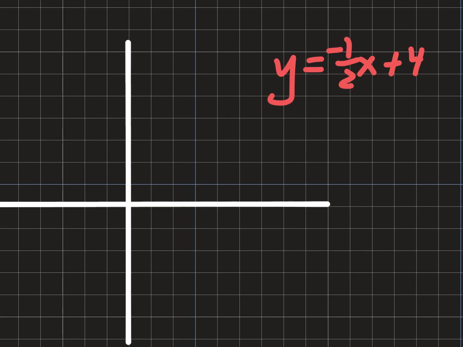So I'm having the students start here with graphing this line. Y equals -1/2 x plus 4. So Jack, where are you starting? 0, 4. Yeah, you're starting at 4 on the y-axis. 0, 4. Very well said.